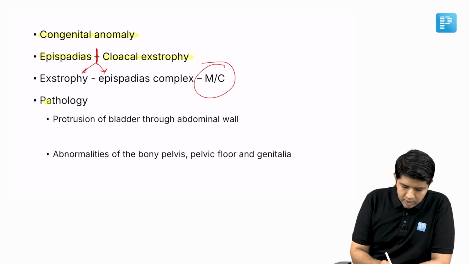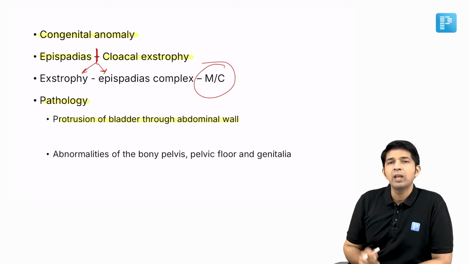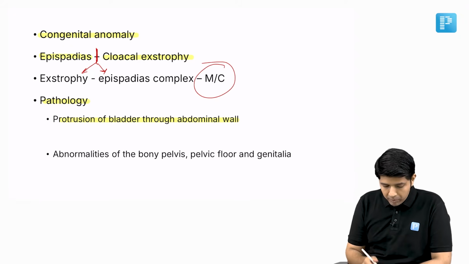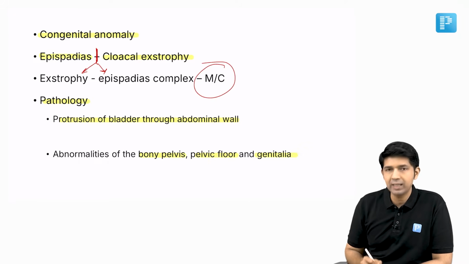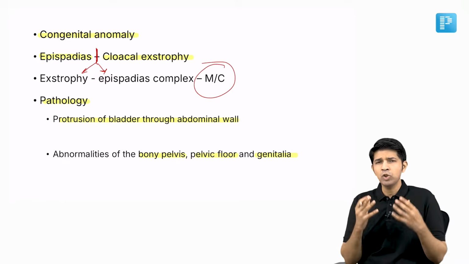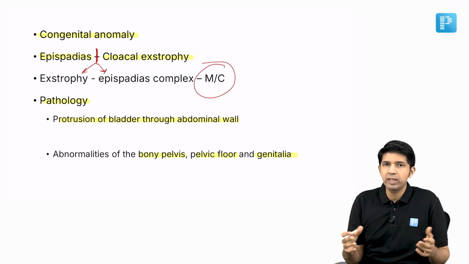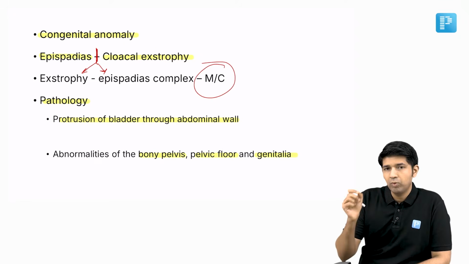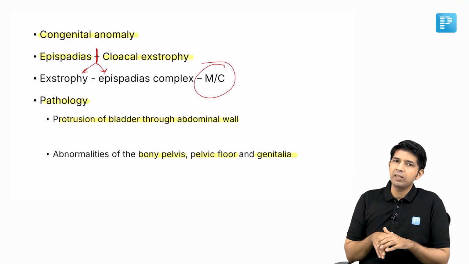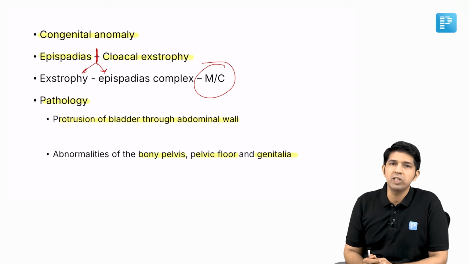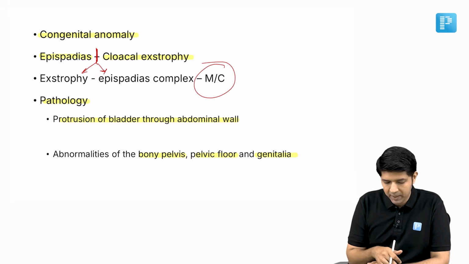If you look at the pathology here, there is a protrusion of bladder through the anterior abdominal wall. Not only that, there can also be an associated abnormality of the bony pelvis, the pelvic floor, and the external genitalia. So it's not something that is only related to the bladder, it can also be associated with certain other problems. What I am trying to tell you here is, just repair of the bladder might not be sufficient. You might have to do certain other procedures as well whenever you're treating this particular child or the patient.